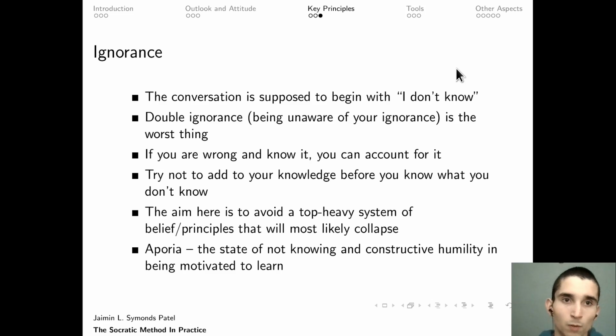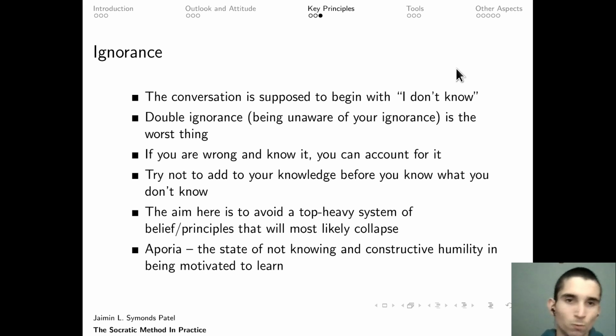Second of all, we have the principle of ignorance. This principle is fundamental in attaining the right attitude when you use the method, because the conversation is supposed to begin with "I don't know." Otherwise, there's no point in the conversation. If you think you know it all, there's no point in a conversation. So starting off with that ignorance is paramount.